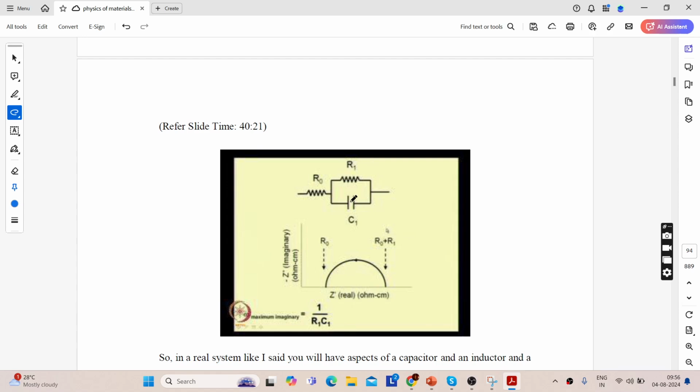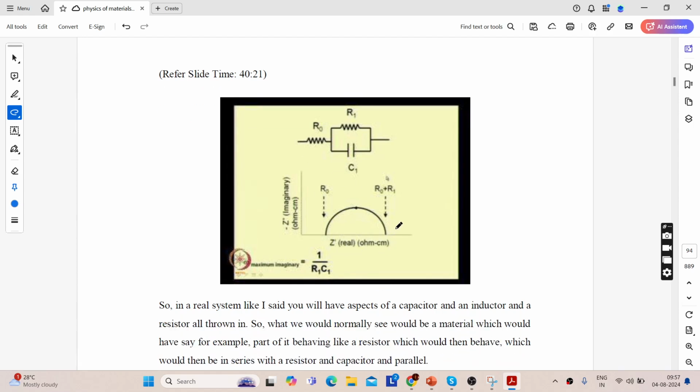So if you plot that for a circuit with R0, two resistances, and one capacitor, then this impedance plot, plotting between the impedance real and imaginary parts, will be like a semicircle, like a parabola. How it looks: the real part R0 will start from here. When we move from here to here, it will reach the maximum imaginary part value, and it will come back to the zero imaginary value, which means only a real value. Okay, so that's the thing. The maximum frequency will be 1 over R1 C1.